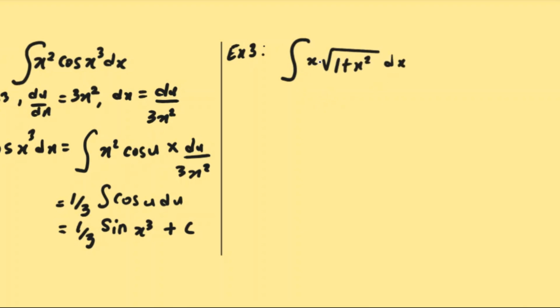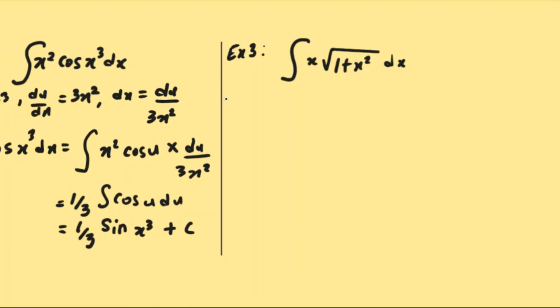Now take a look at this. You can still use substitution because when you differentiate 1 plus x squared, you're going to get 2x, which will still cancel out this x. So I think we are getting the concept now. When we're to integrate x squared cos x raised to power 3, we differentiate x raised to power 3, you get 3x squared. You have an x squared that will cancel out this x squared. So that's more like the basic concept of algebraic substitution.